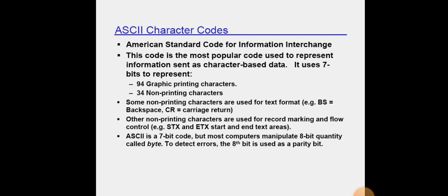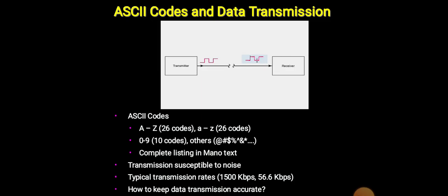ASCII is a 7-bit code, but most computers manipulate 8-bit quantities called bytes. To detect errors, the 8th bit is used as a parity bit. ASCII codes and data transmission, shown in a diagram.